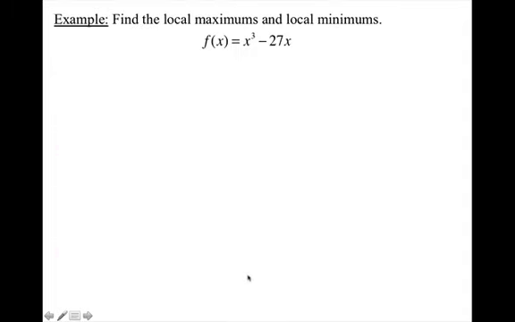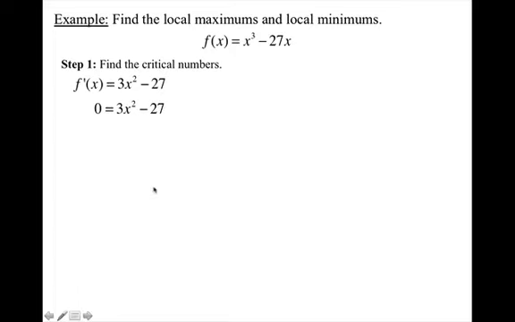So let's find the local maxes and the local mins using the second derivative test of x cubed minus 27x. So I'm going to first find the critical numbers. 3x squared minus 27 gives me my derivative. Set my derivative equal to 0. Luckily it's a polynomial, so I don't have to worry about where it doesn't exist. Solve for x. So I get x equals 3 and negative 3.